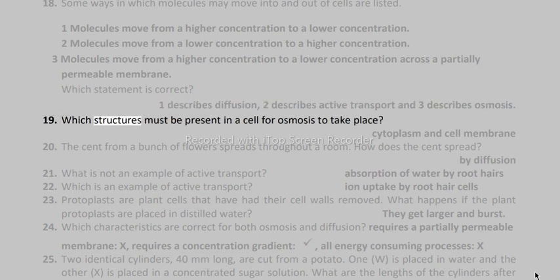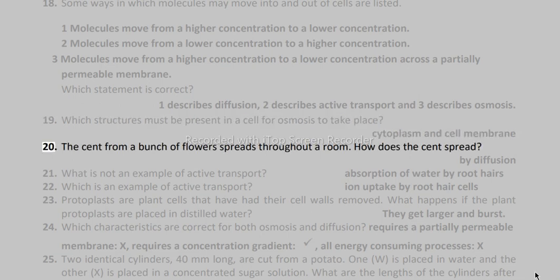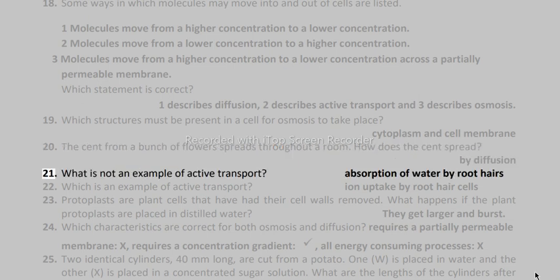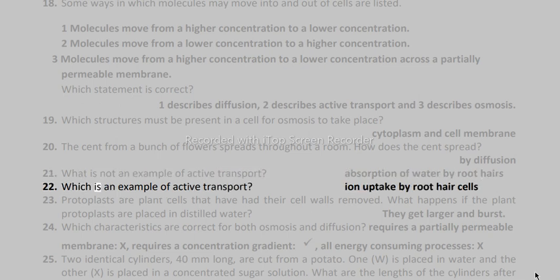19. Which structures must be present in a cell for osmosis to take place? Cytoplasm and cell membrane. 20. The scent from a bunch of flowers spreads throughout a room. How does the scent spread? By diffusion. 21. What is not an example of active transport? Absorption of water by root hairs. 22. Which is an example of active transport? Ion uptake by root hair cells.